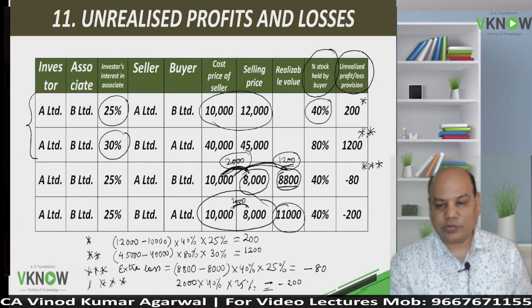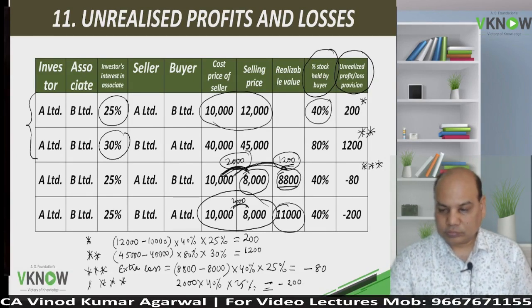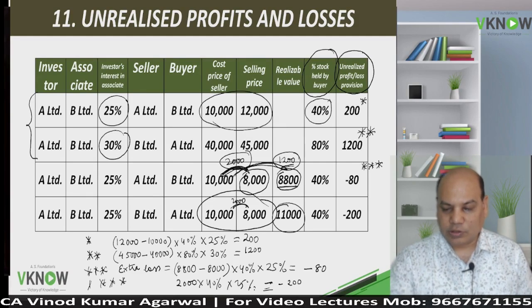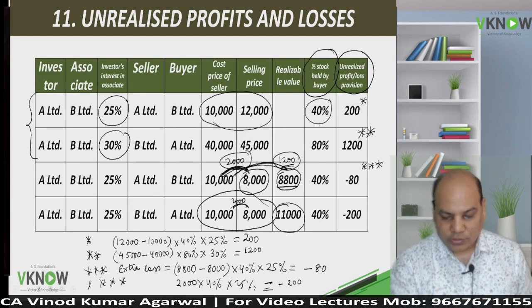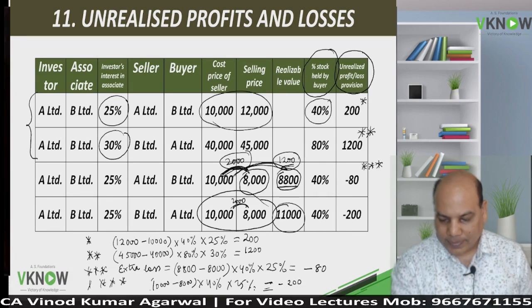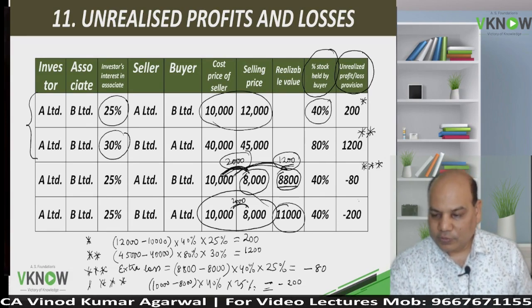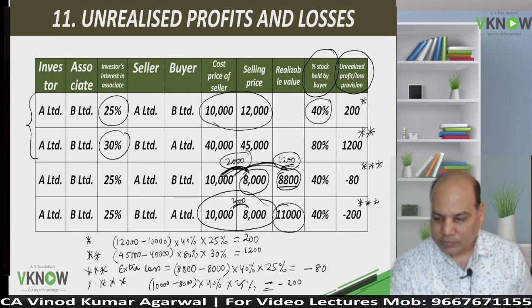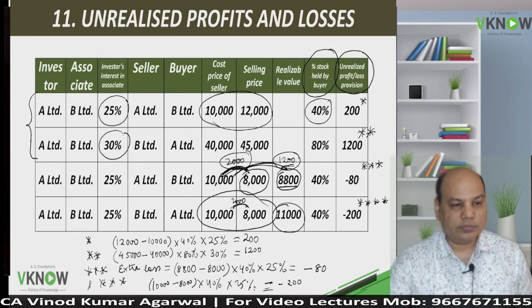Any question on this? Please write down the working also. This 2,000, if you are interested how it has come, you can make a note here, 10,000 minus 8,000. And you put 4 asterisk marks here. Right?